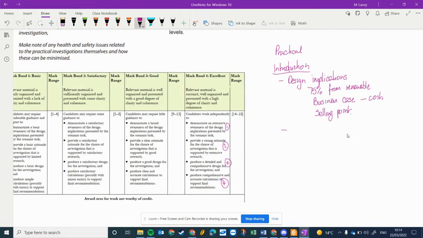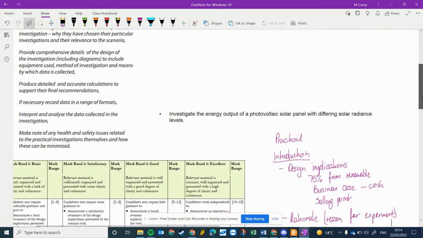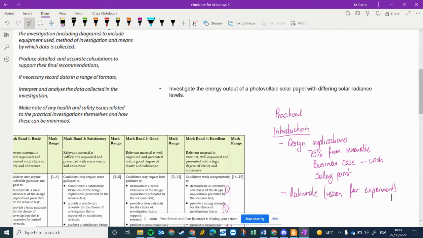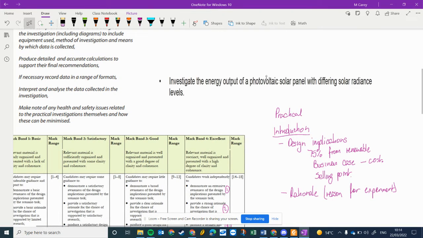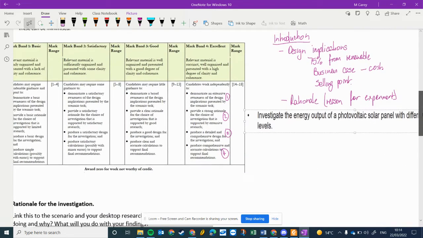And the second thing you need is to give a rationale, right? Now, they say strong rationale. That really is a fancy way of saying a very good reason. So here I would say your rationale is your reason for doing the experiment, for choosing that particular experiment, not the reason that your teacher told you. If you remember, we are doing investigate the energy output of a photovoltaic solar panel with differing solar radiation levels. So that's what we're doing, and you want to talk about why you're doing that.